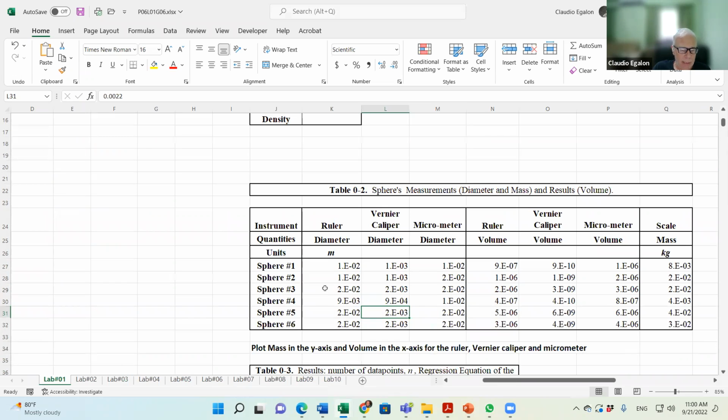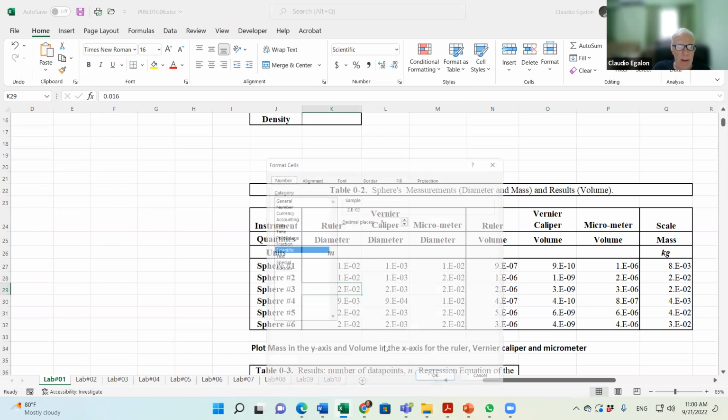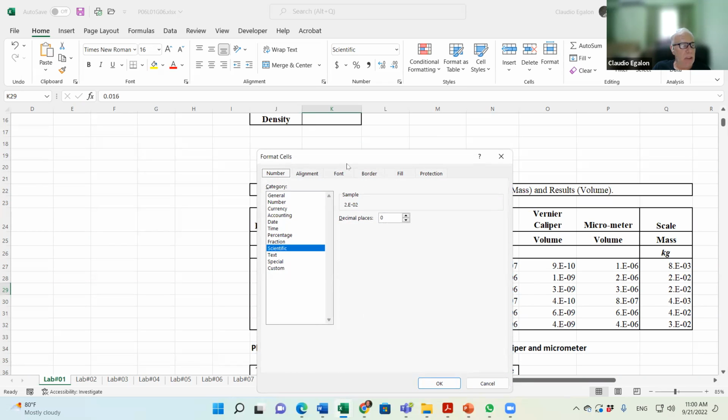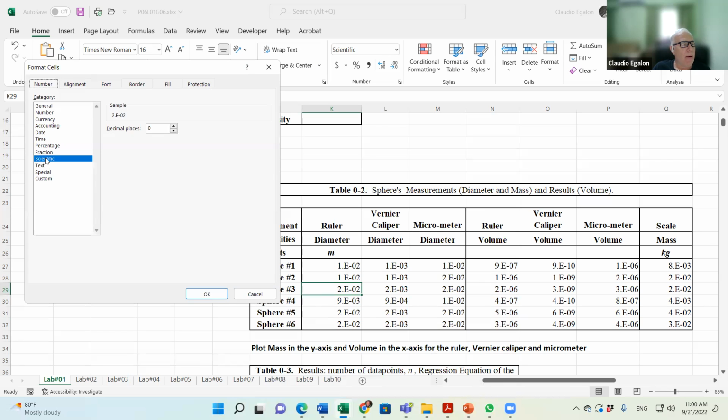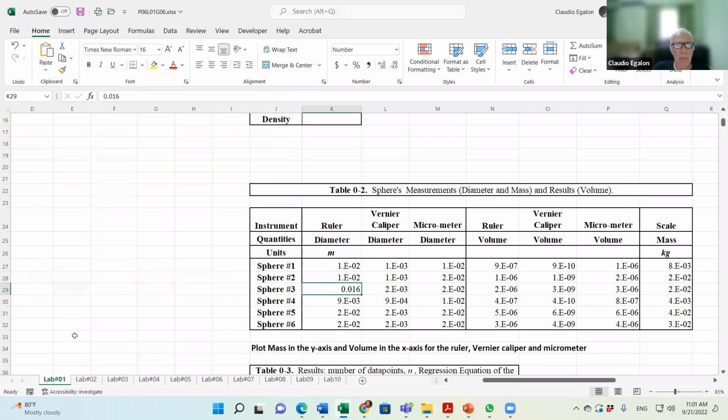For the ruler, you click the cell, right-click the cell, format cell, change your category from scientific to regular number, and because we're dealing with the ruler, display 3 decimal places there. That would be the right way of reporting the number of significant figures there. Any zeros to the left of a significant digit is not a significant digit.